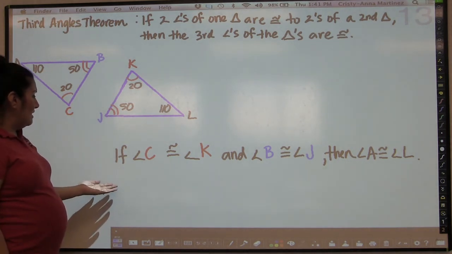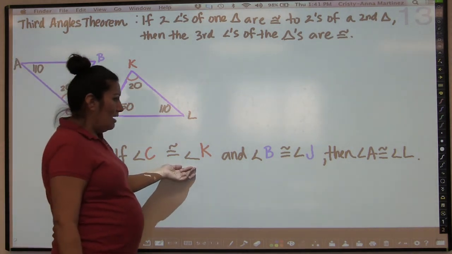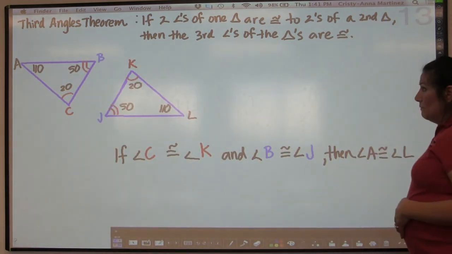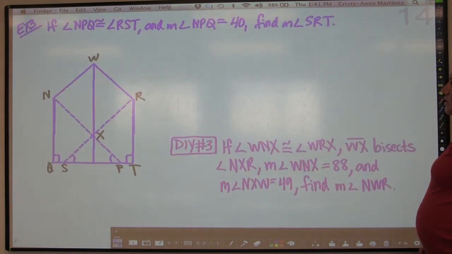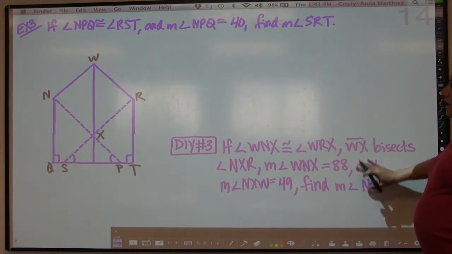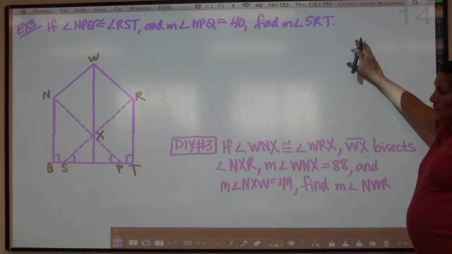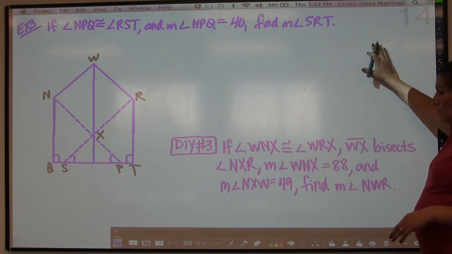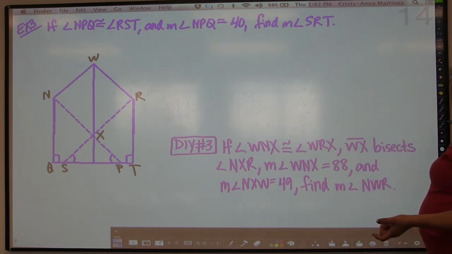So basically what it's saying is that if angle C is congruent to angle K, and in turn B is congruent to J, then A and L have to be congruent as well. So we're going to use that theorem to do this example. And now this is the do-it-yourself question. I'm going to do the first part up here, example 3, and use the same figure for both problems. So I'll do example 3, and then you can do do-it-yourself number 3 on your own later.